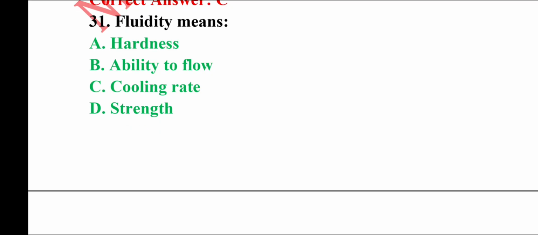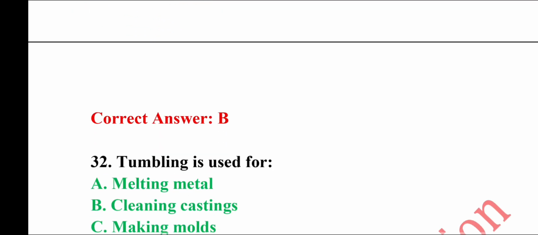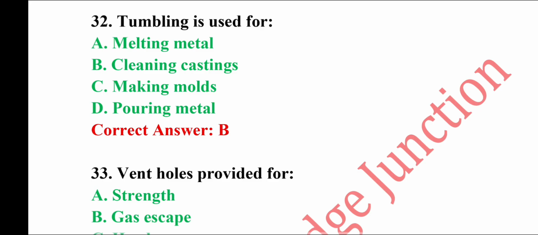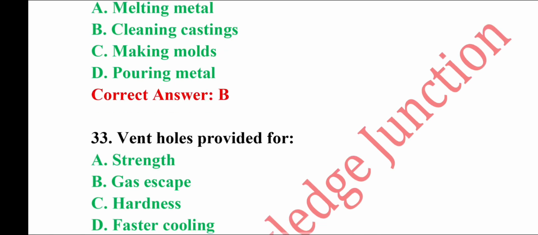Question number 31: fluidity means hardness, ability to flow, cooling rate, or strength. The correct answer is ability to flow. Question number 32: tumbling is used for melting metal, cleaning castings, making molds, or pouring metal. The correct answer is B, cleaning castings.